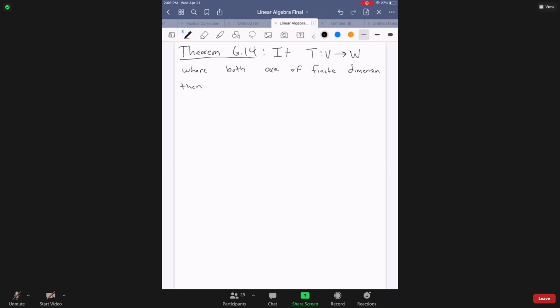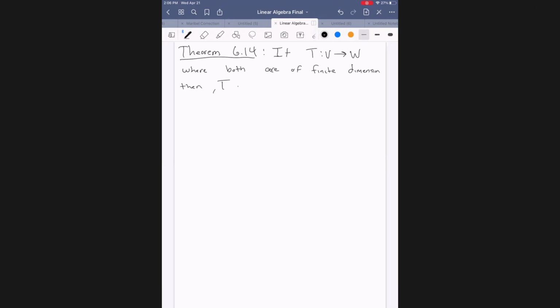then T is one-to-one if and only if it is onto. So as long as you have V and W be finite dimensional, one-to-one implies onto. Okay. Now from there you can say if they're both of the same size, then they're bijective, meaning it's a one-to-one correspondence, I guess you'd say.